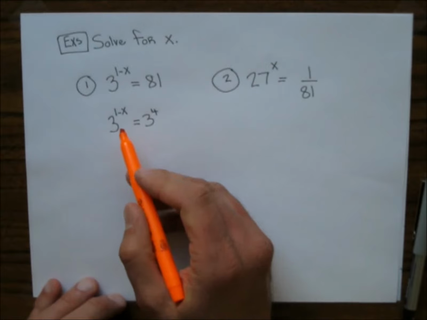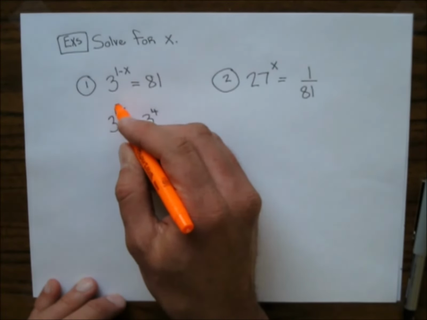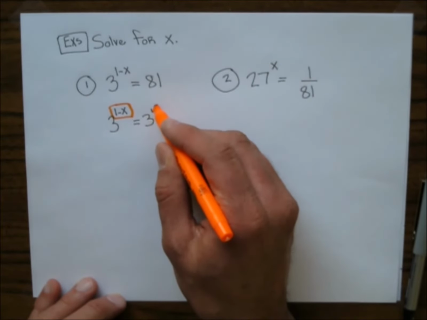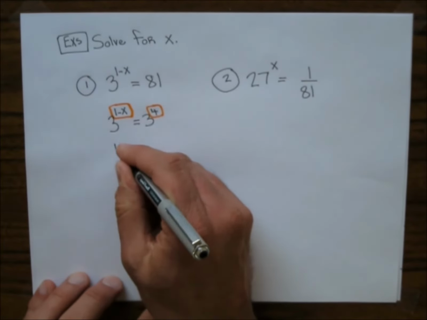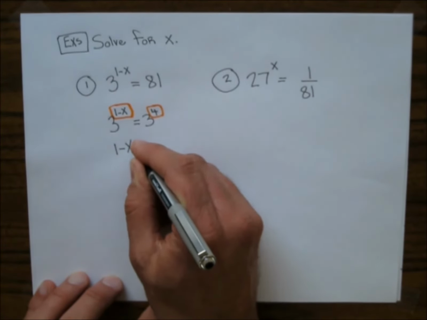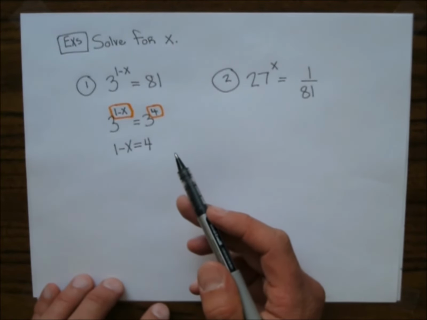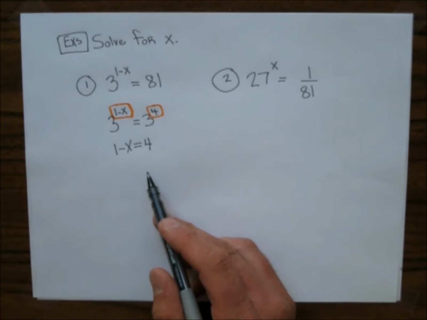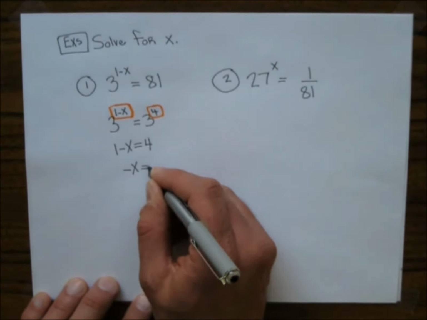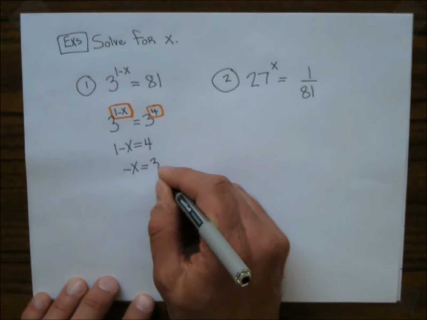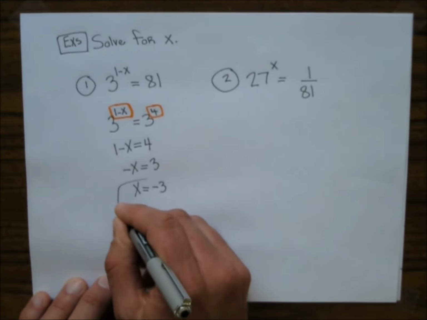So with exponential equations, once you have 3 to something equals 3 to something else, you can set those exponents equal to each other. And we can do this because the exponential function is 1 to 1. We won't get into the details of that right now. So I'm going to solve this equation. Negative x equals, subtract 1 on both sides, 3. x equals negative 3. And there's the answer.